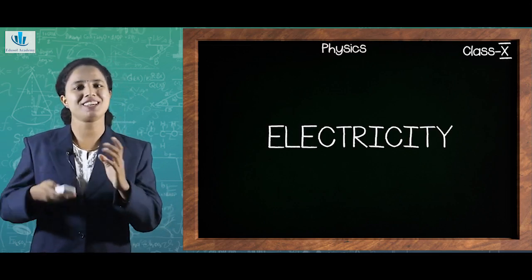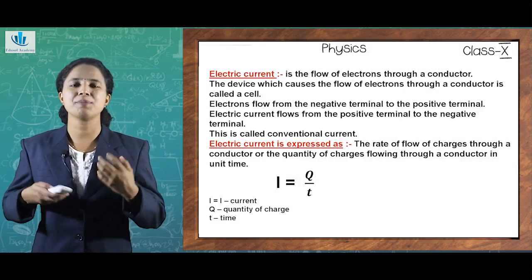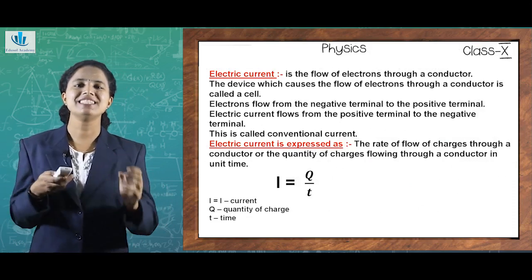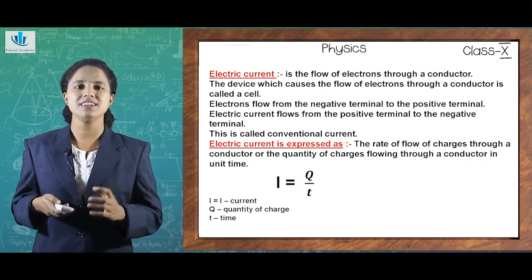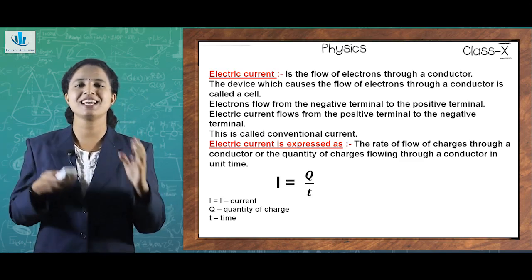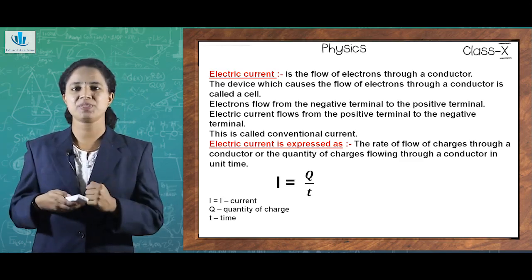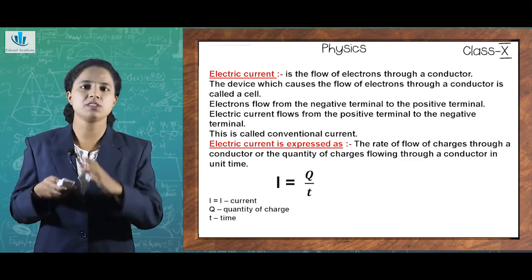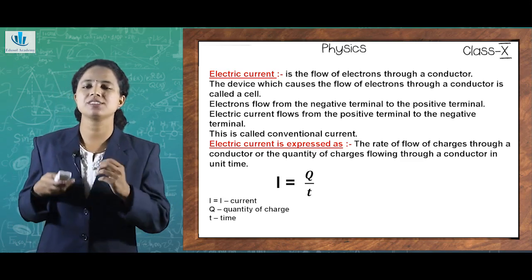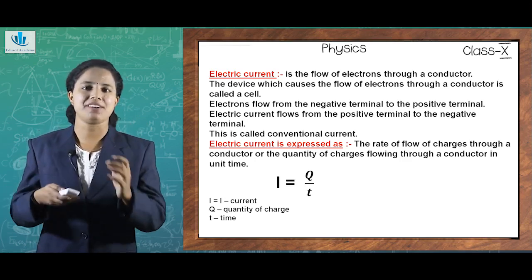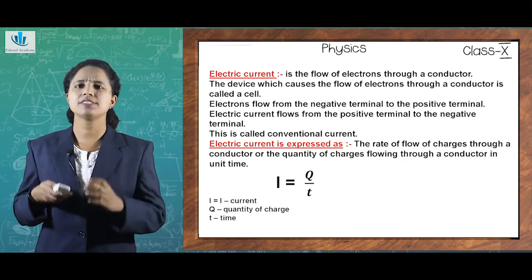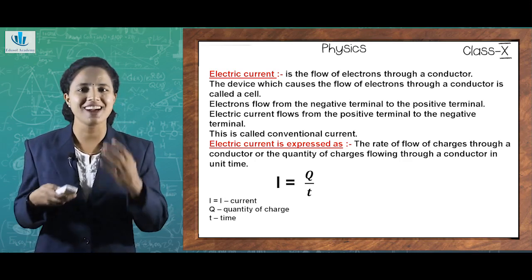its different applications. So what do you mean by electric current? It is the flow of electrons through a conductor. A conductor is a material that conducts electricity. The device which causes the flow of electrons through a conductor is called a cell, and a group of cells contribute a battery.